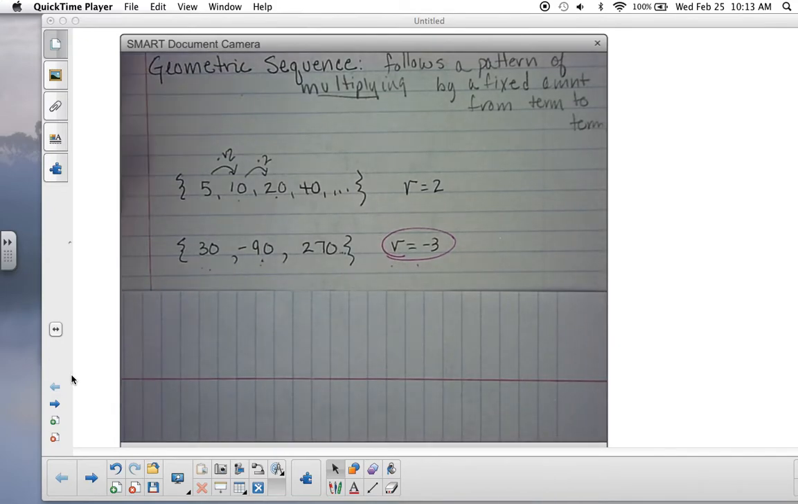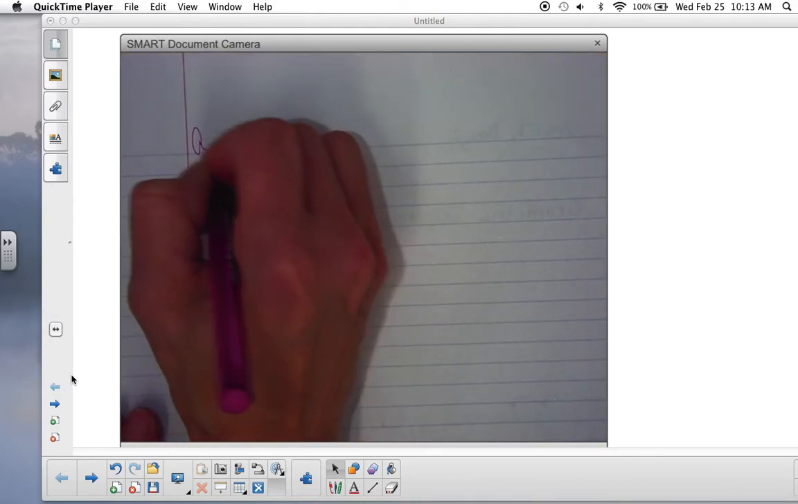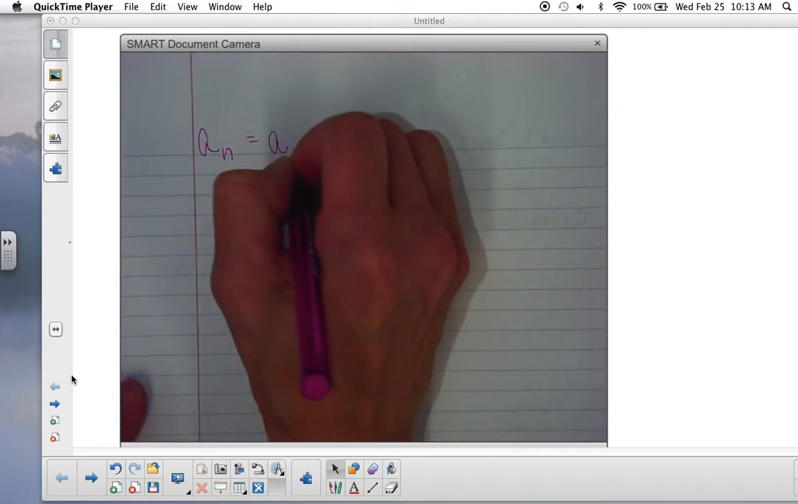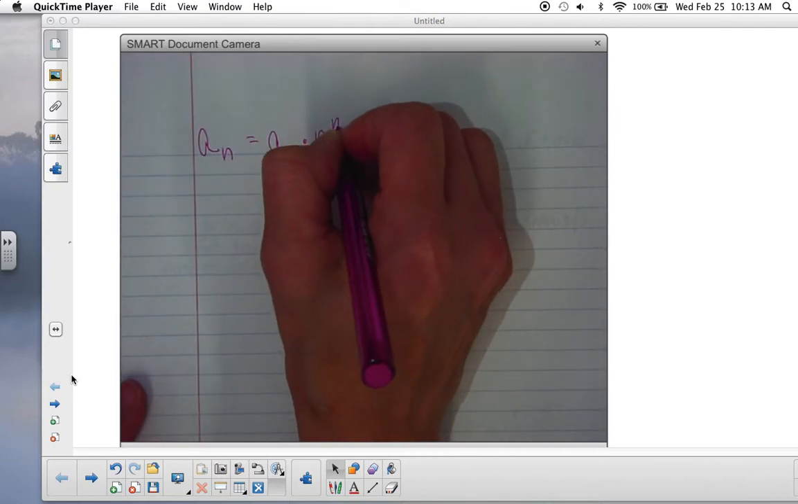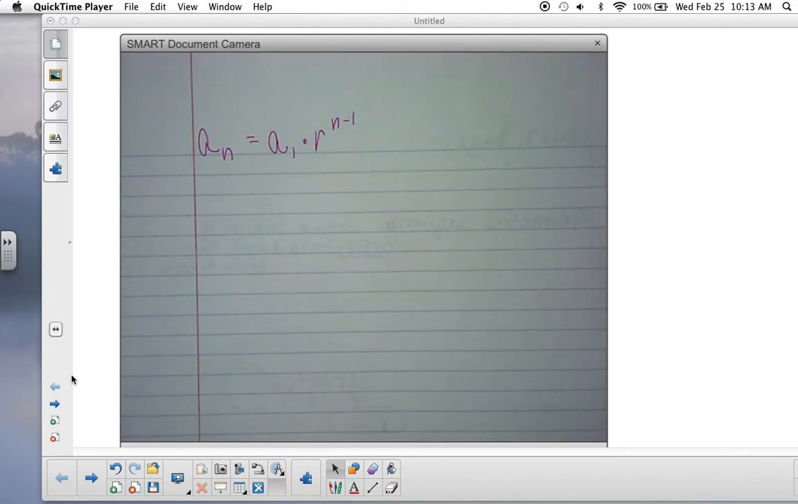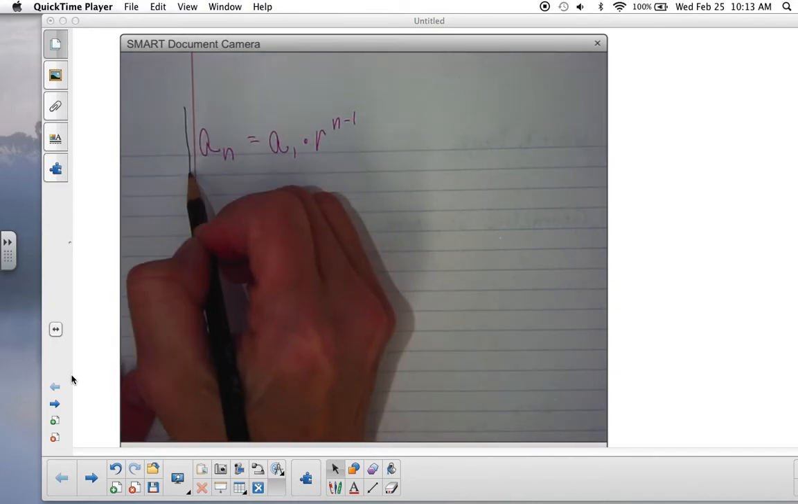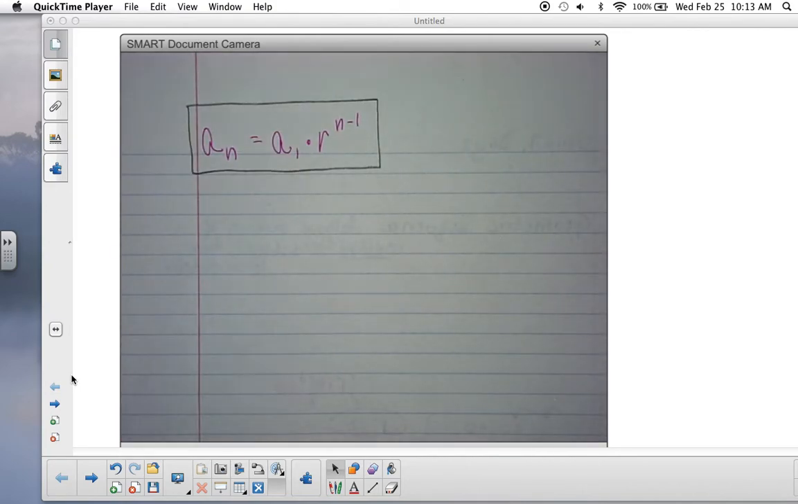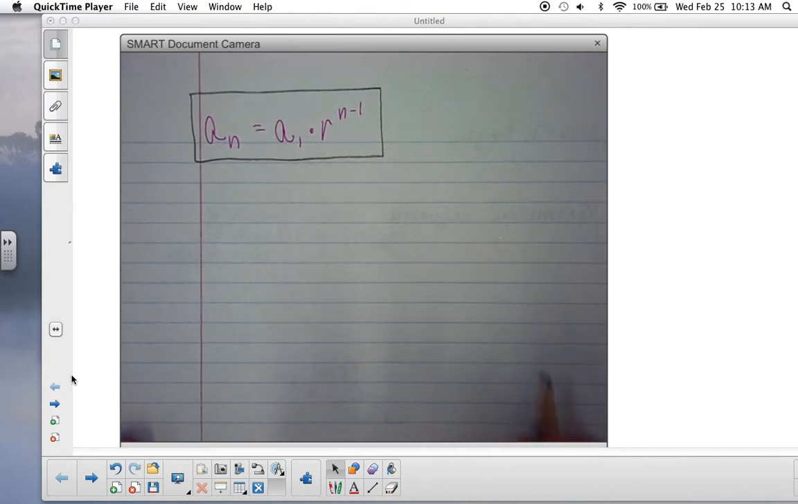All right, so like the formulas the other day, there is a rule, an a sub n, and our a sub n rule for the geometric is a1 times r raised to the n minus 1. There's our formula. And again, where a1 is just the first term, r is the fixed ratio, and n is the number of terms.